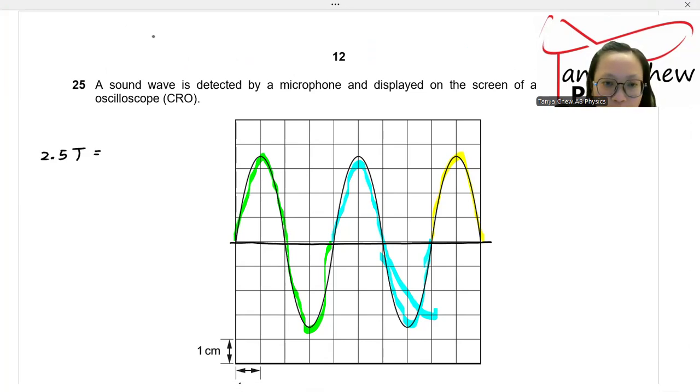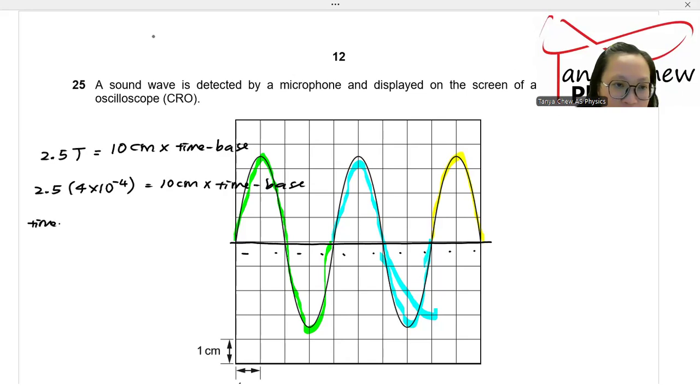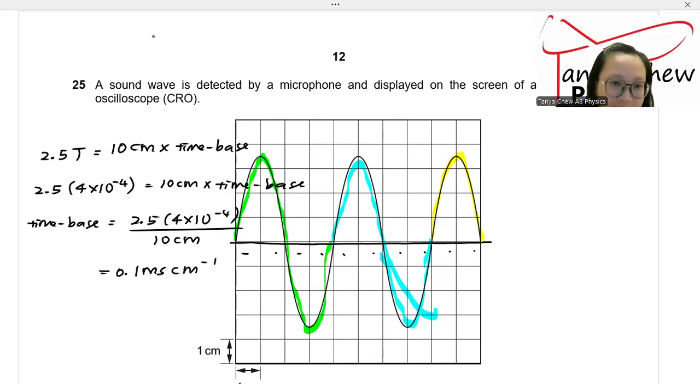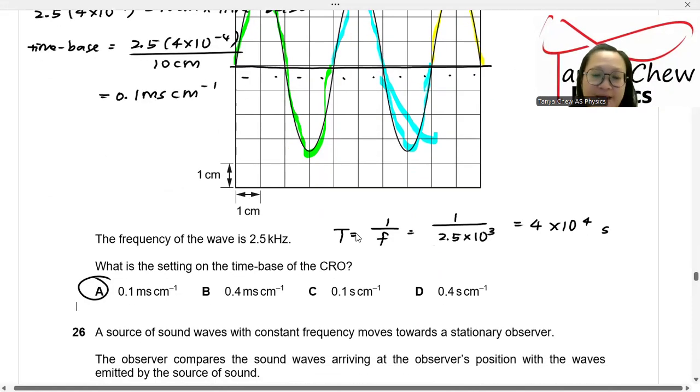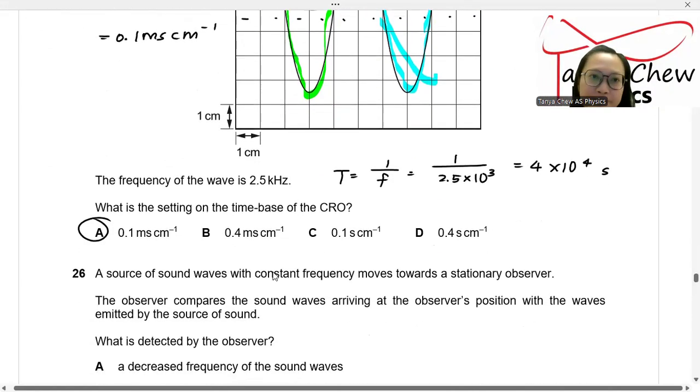This is equal to how many boxes involved? 1, 2, 3, 4, 5, 6, 7, 8, 9, 10. 10 cm times the time base. So period, I got a value which is 4 times 10 to the power of -4, is equal to 10 cm times the time base. Therefore, the time base is equal to 2.5 times 4 times 10 to the power of -4 divided by 10 cm. So I got 0.1 millisecond per cm. So A is the answer. Yeah, try to do it.